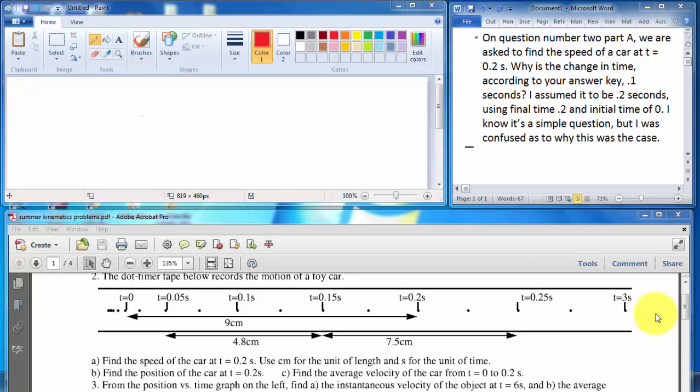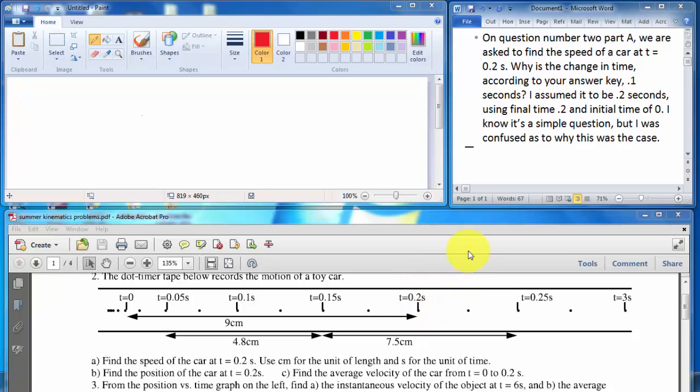Okay, this is a video response to a question I got from Matthew, and I figured that the response I would give him is beneficial for you all. We see up here the question that was posed. It says on question number 2, part A, we're asked to find the speed of a car at t equals 0.2 seconds. And this is the question down here, and this is the point in question right here.